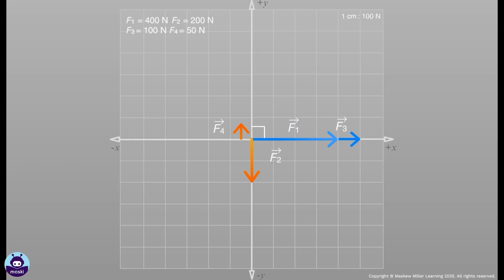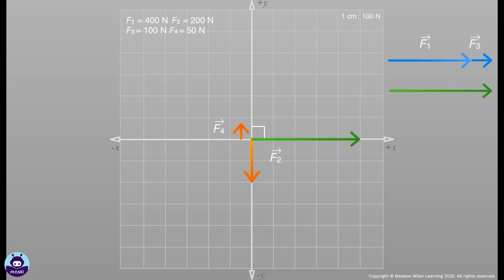Very simply, the tail of the second vector is placed on the head of the first vector. If we had a third vector, the tail of the third vector is placed on the head of the second vector, and so on. The resultant vector of F1 and F3 is obtained by sketching a line from the tail of the first vector to the head of the last vector, in this case, the second vector.